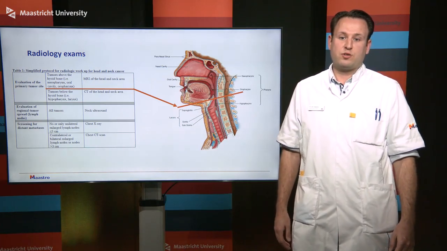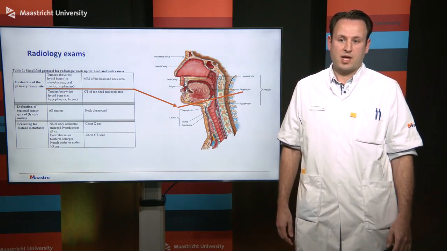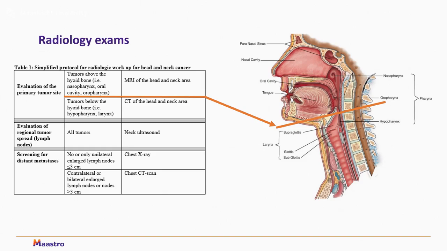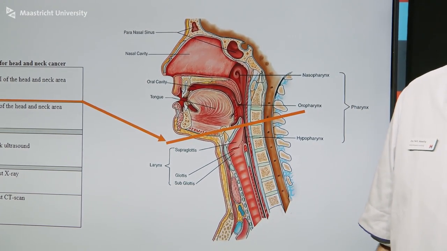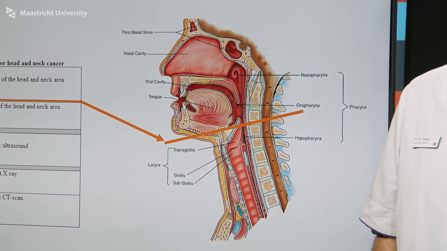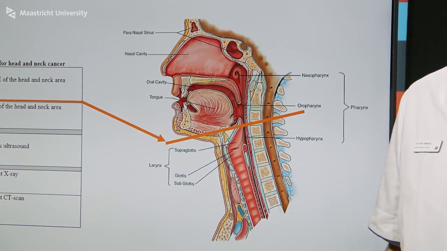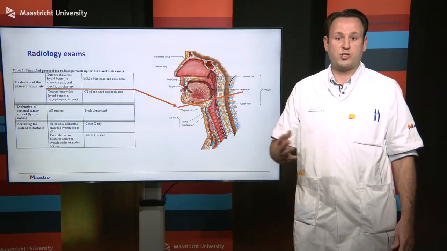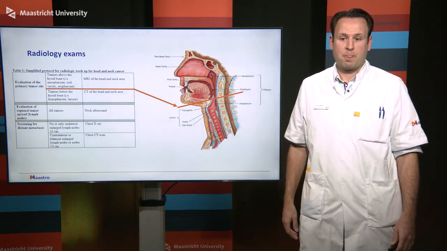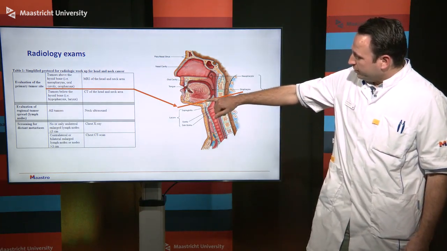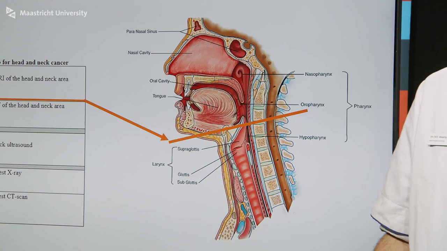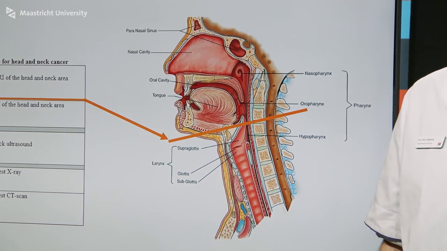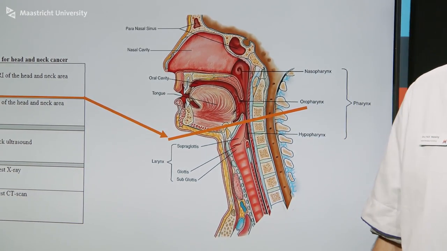So next, we want to have some radiology exams. In Maastricht, we make a division: tumors that are lying above the hyoid bone, the upper part of the head and neck area, we prefer MRI scans, because on MRI we can better distinguish the different soft tissues, for example tumor from mucosa or tumor from muscle. At the lower part, below the hyoid bone, we prefer CT scans, because on CT scan we can better distinguish tumor from harder tissue like bone or cartilage.